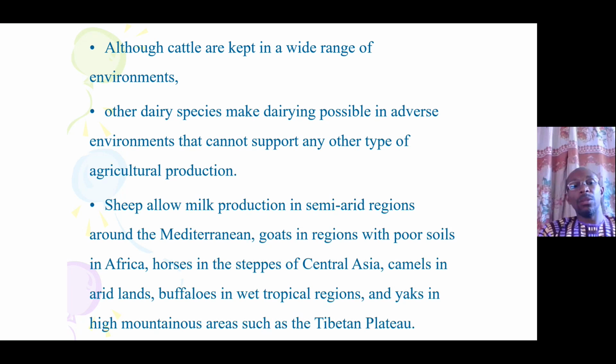Although cattle are kept in a wide range of environments, other dairy species make dairying possible in adverse environments that cannot support any type of agricultural production. That means in those areas in which cattle cannot thrive well, other animals allow milk production: sheep in semi-arid regions around the Mediterranean, goats in regions with poor soil in Africa, horses in the steppes of Central Asia, camels in arid lands, and so on. So in most of these areas, cattle cannot thrive well, so these animals replace cattle as dairy animals.